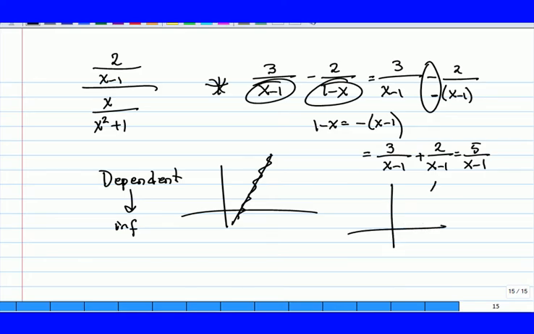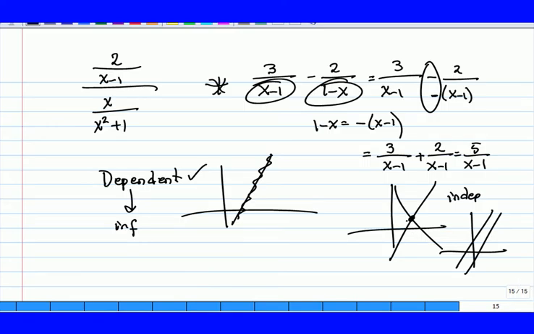Independent system, it's going to be like this. They're going to crisscross. They're going to have two lines. That's one way to get independent system. Or you may have independent system that's parallel. They're both independent if you have two lines. But this one is dependent. You have only one line.